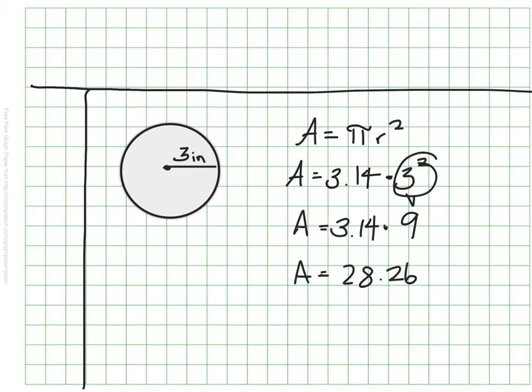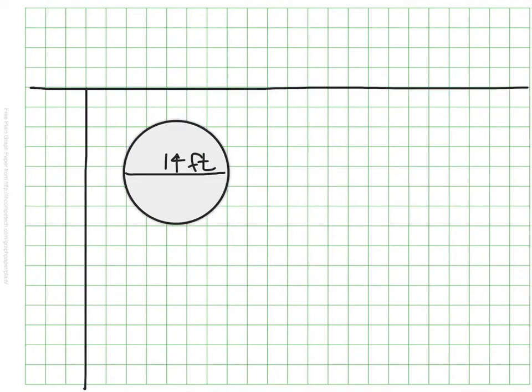And it's 28 and 26 hundredths, and this time we do the units of inches squared, right? Even though it's a circle, we still count the number of squares inside. So there's almost 28 squares that fit inside here, just a little bit over, 28 and 26 hundredths of another square.